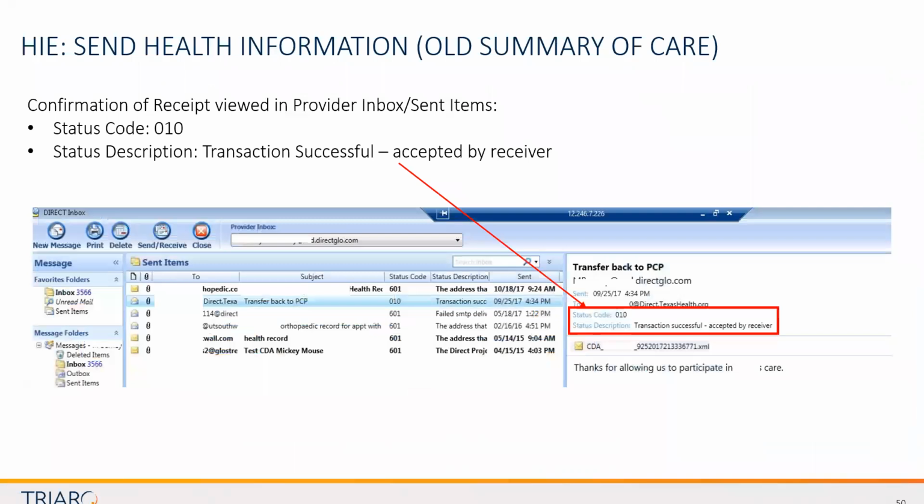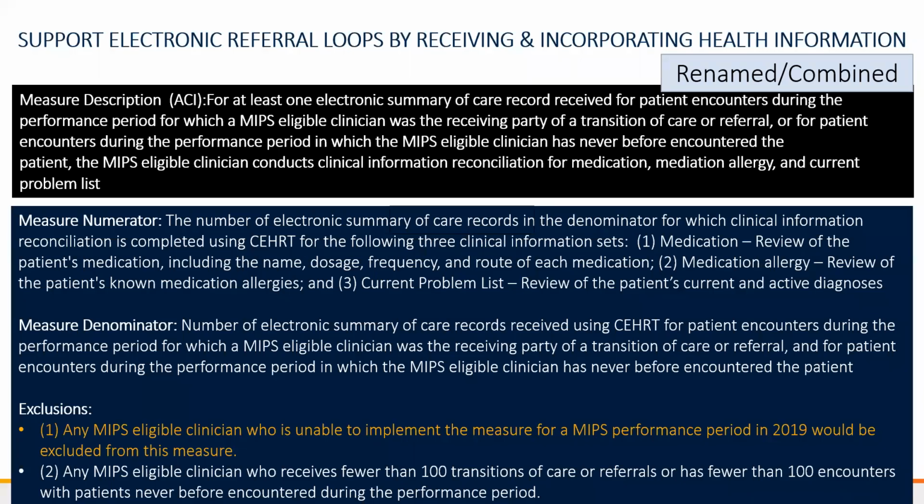And then here's where we can see that ACMAX, right? Did I get my status code of 010, which means the transaction was successful and it made it through to the guy who's supposed to receive it? So that's the summary of care upon transitions of care.